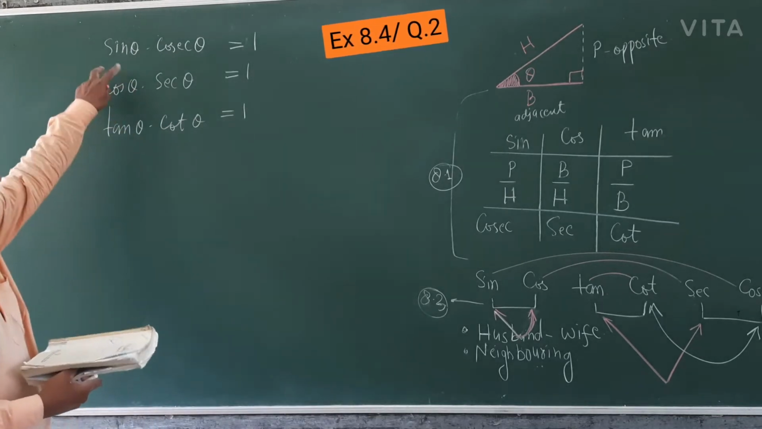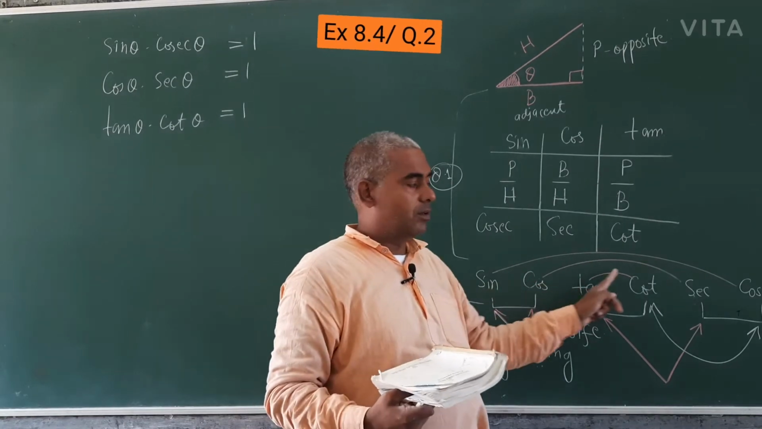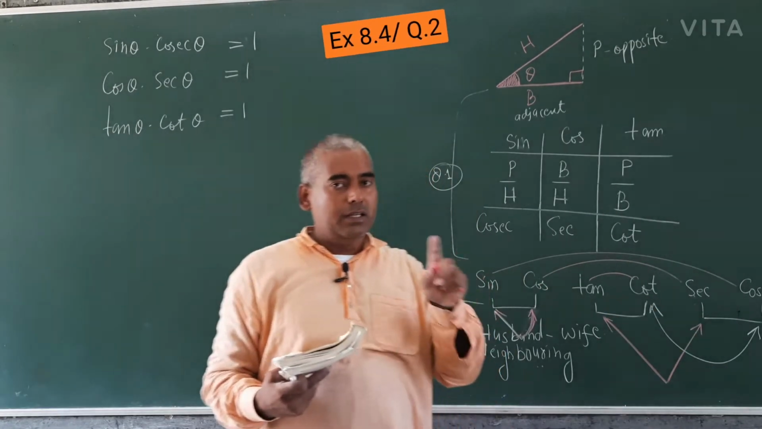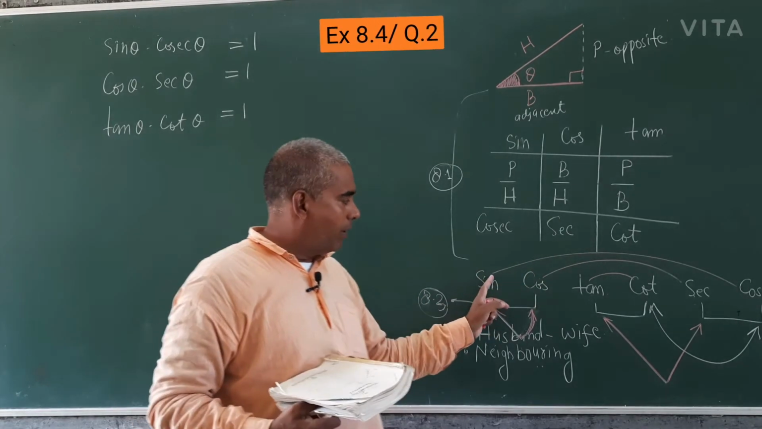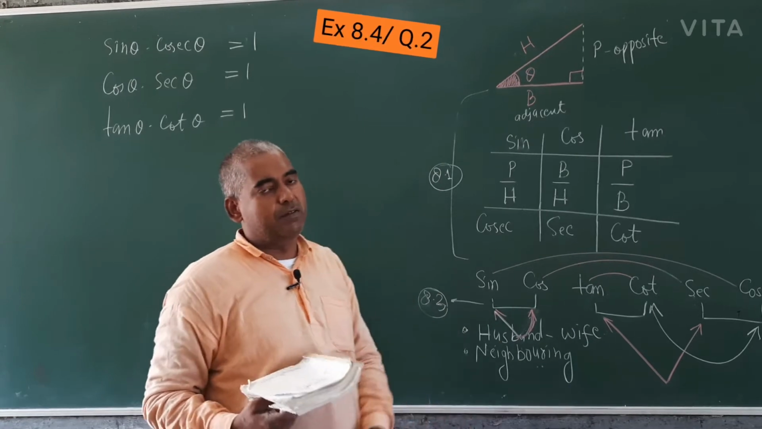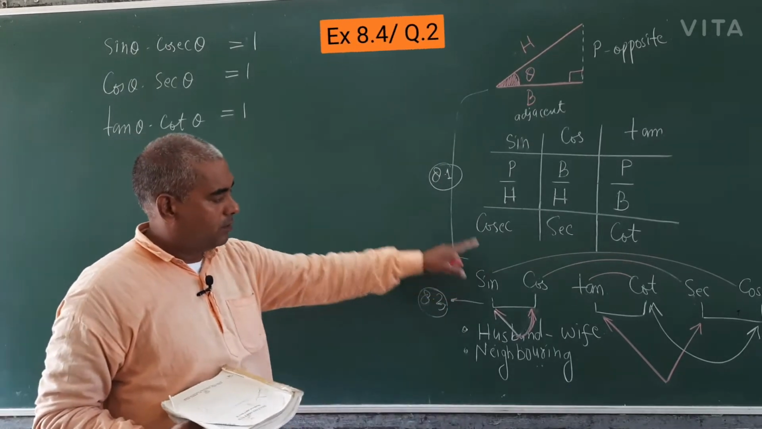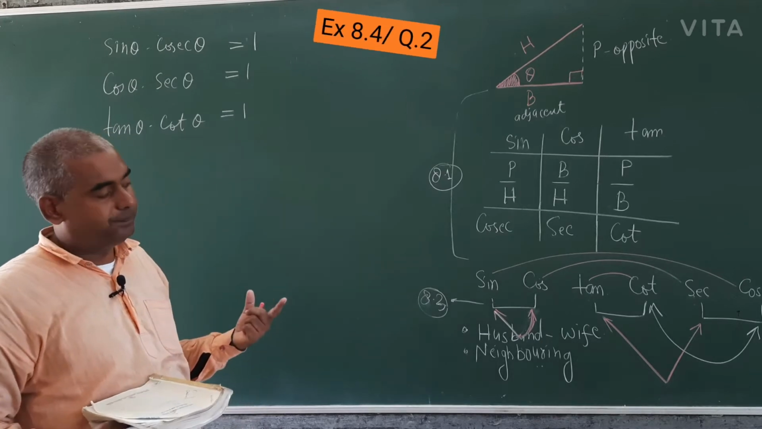There is no need to learn all this. If you know this figure, you know sin, cos, tan, cot, sec, cosec. Write in your copy 5 to 6 times, the sequence will be remembered. And then 1 and 6, 2 and 4, this one. Many times I have told you. So this is the formula we will use in solving 8.4.